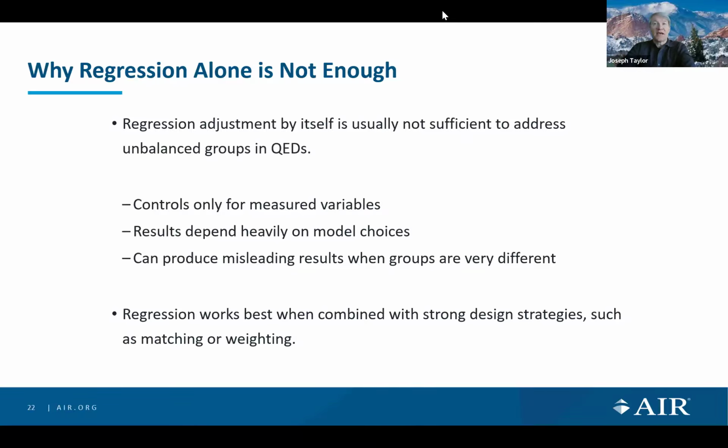And the results depend heavily on model choices, that is, the specific set of variables that we choose to put in our model. And when groups are very different from one another, regression adjustment can produce some misleading results. Bottom line, regression works best when it's combined with strong design principles such as matching or weighting.